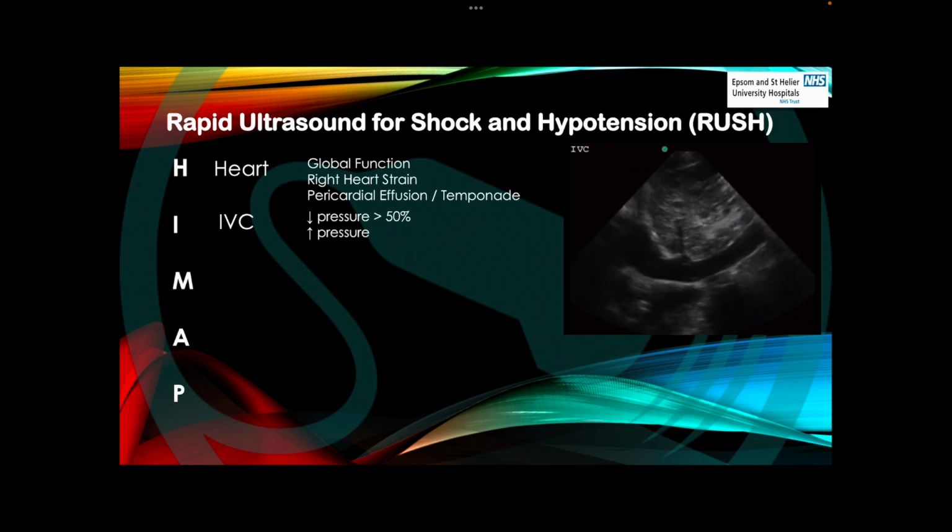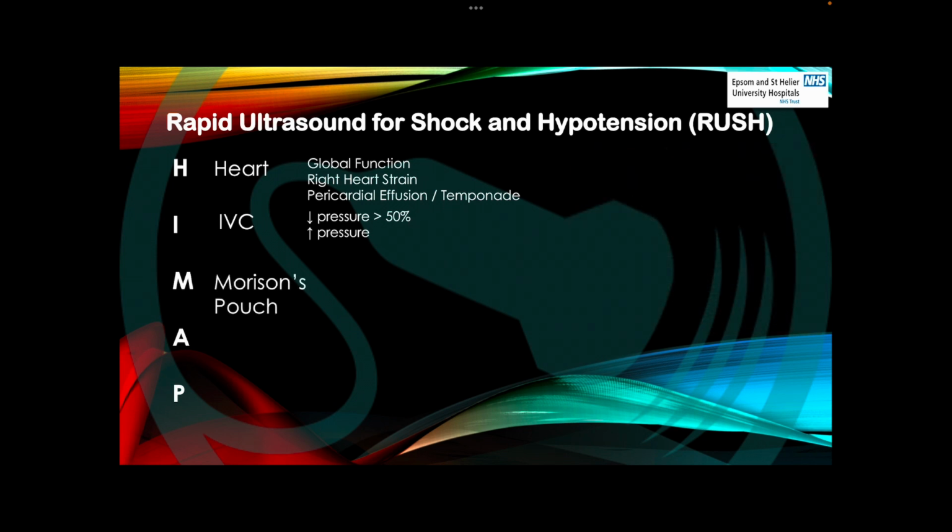And in spite of giving fluids, his blood pressure was very low. So I had to do an ultrasound scan, like an echocardiogram for the heart. We found that he had a huge pericardial effusion. Okay, so this is increased pressure in the inferior vena cava.